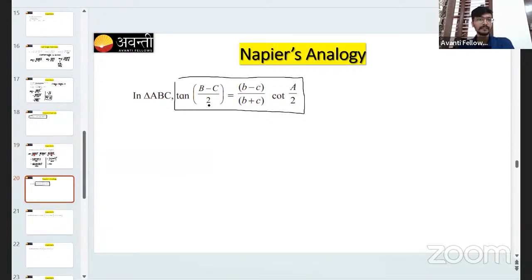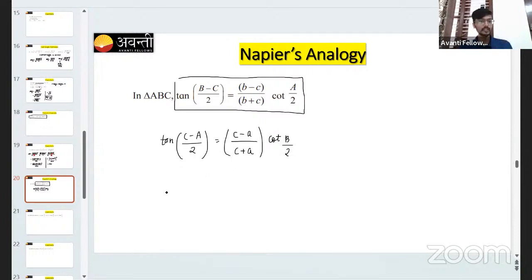If tan (b minus c) by 2 I know, so we should also know cyclicity. c minus a by 2. Then what will tan (c minus a) by 2 be? If you notice the pattern, (c minus a) upon (c plus a). This is understood. If bc is here, then a is here. So here we have c and a. So what will we have here? Here we'll have cot b by 2.